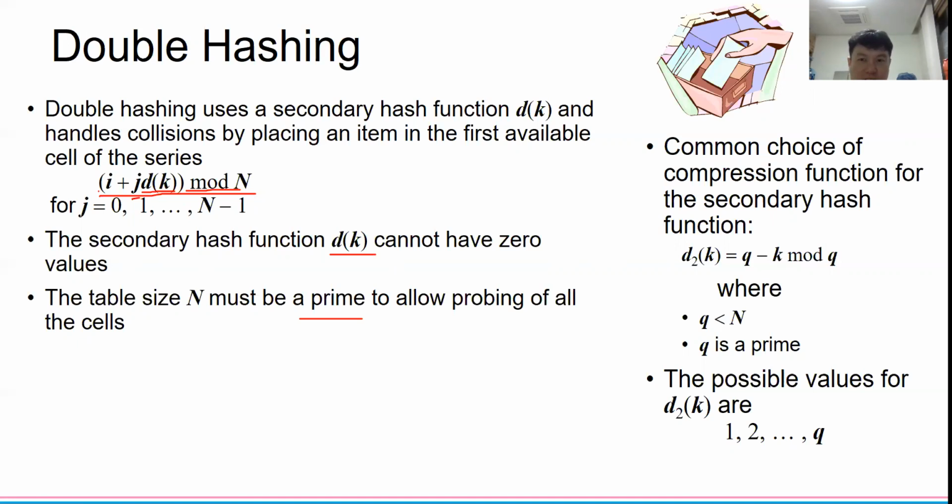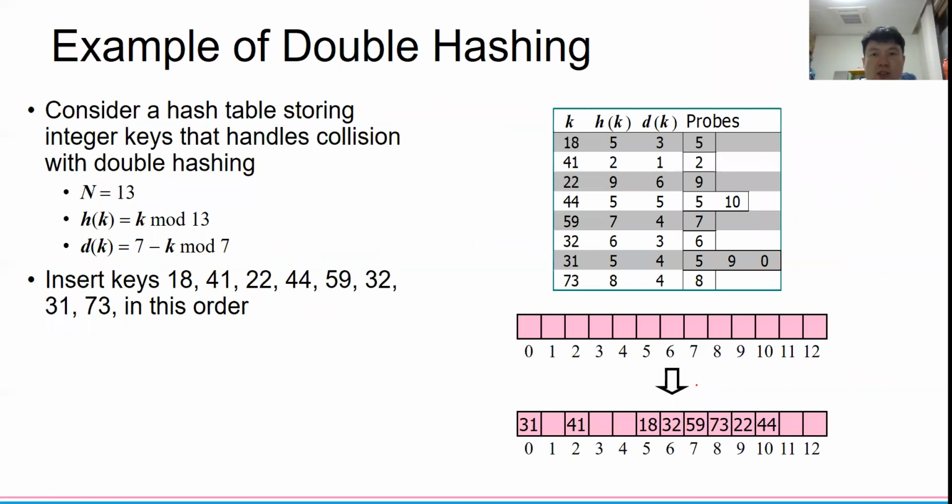The common choice for the secondary hash function is like this one: dk equals q minus k mod q, where q is less than n and q is a prime. So the possible values for dk are 1, 2, up until q. Okay, so let's see one example.